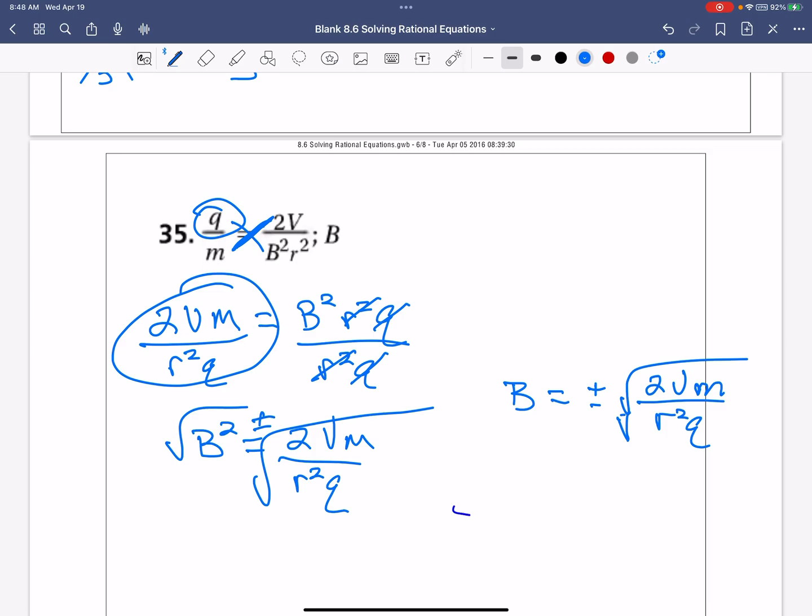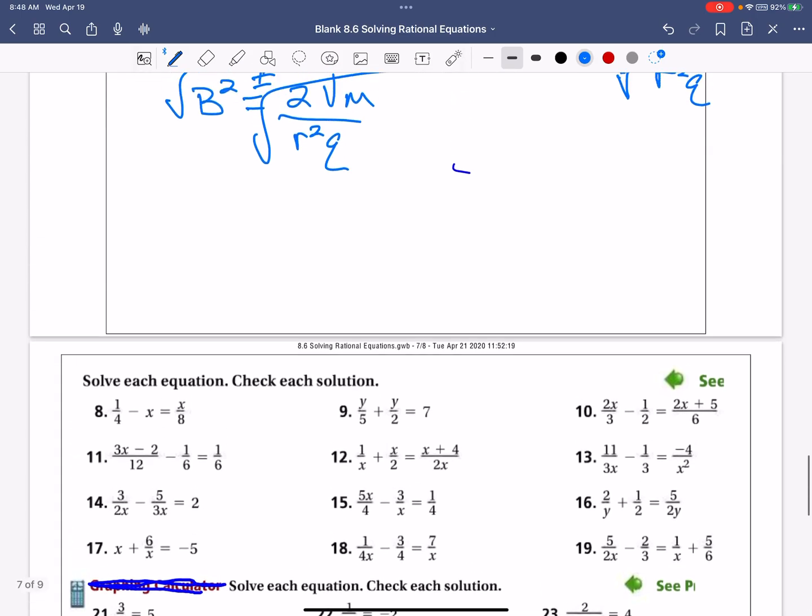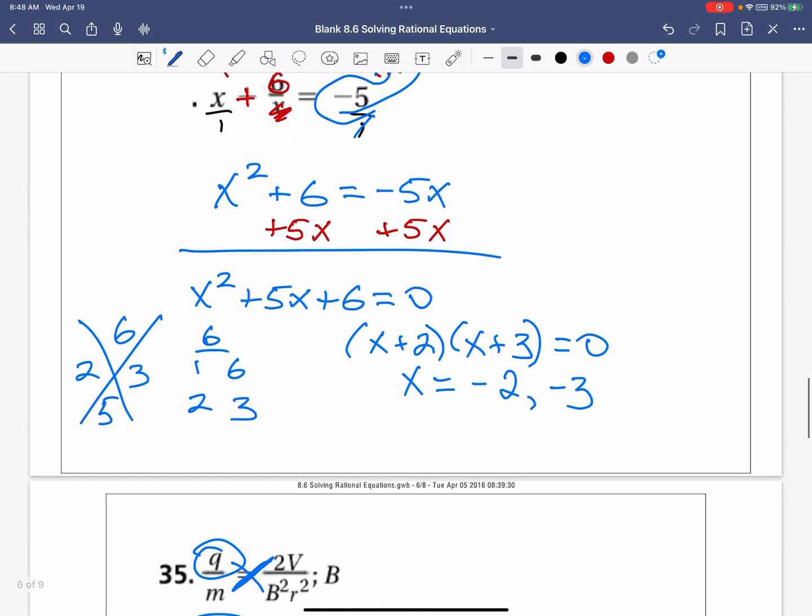All right. So there's your homework. Your homework will be on the board. The substitute will write it on the board. And that is the lesson. Thank you.